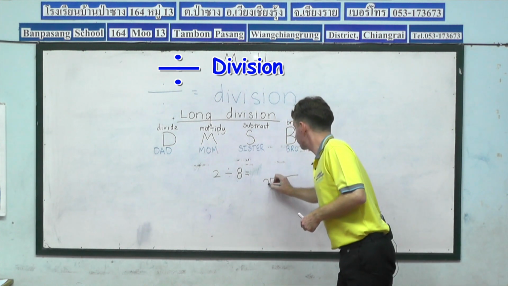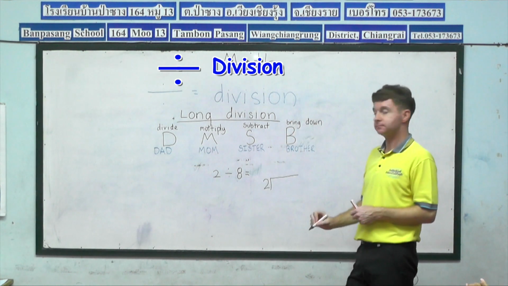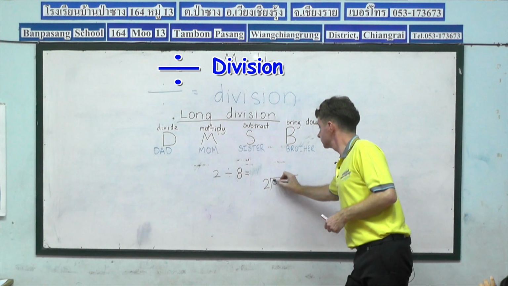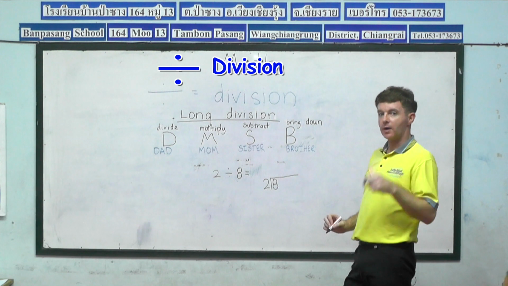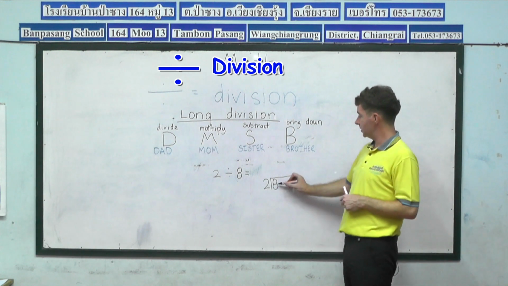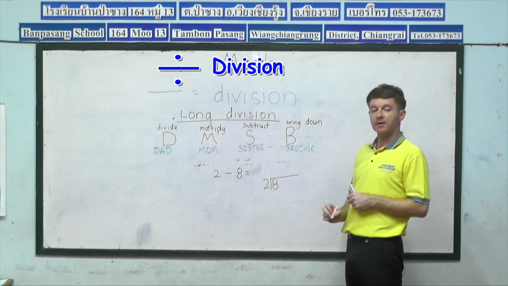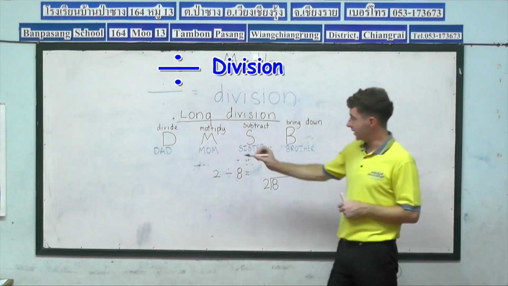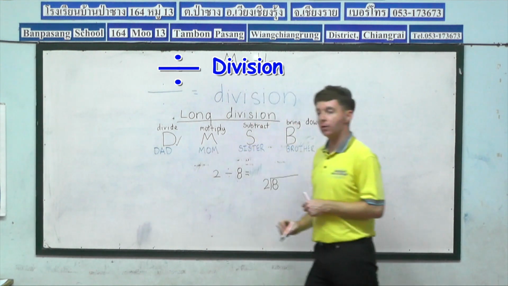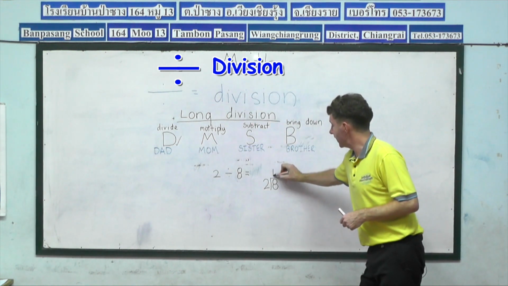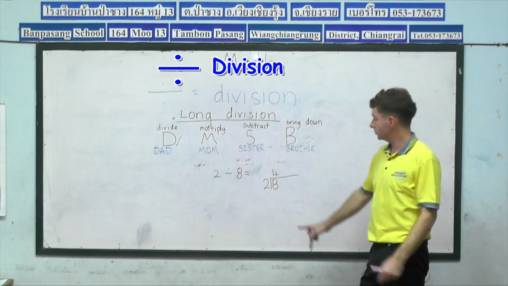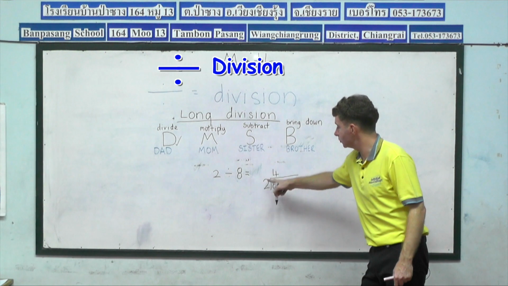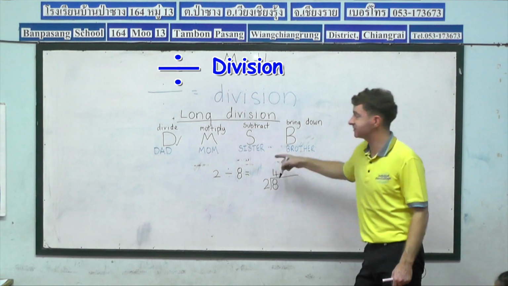And we have 2 and 8. So guys, who can tell me 8 divided by 2? 4. Okay, so that's step 1, divide. 8 divided by 2 is 4. Now, we have to look at these two numbers here. And what's the next step after divide?